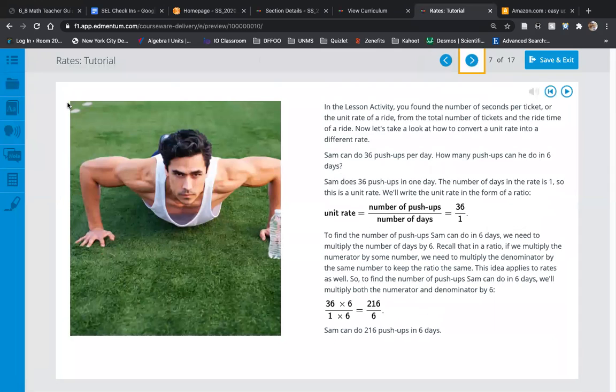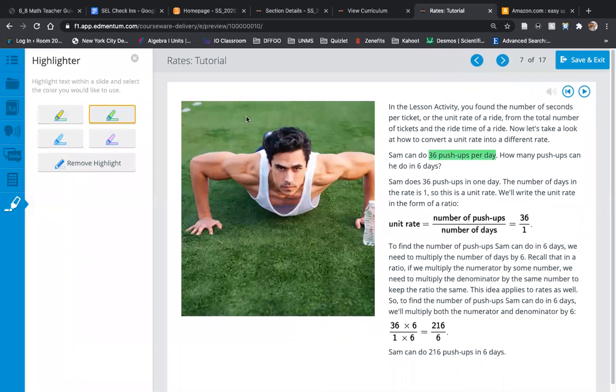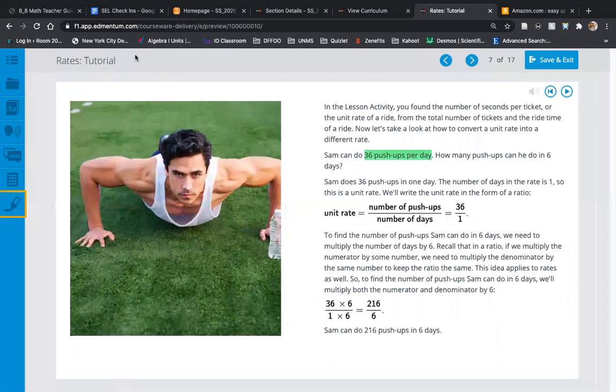So again, we're talking mostly about unit rates. And when we talk in math about the word unit, usually that means we're talking about one thing. So one unit of something, right? In this example, it says that Sam can do 36 push-ups per day, right? Now, if it's saying per day, just remember that means per every 1 day. They're just leaving off the 1 because it's kind of implied there.